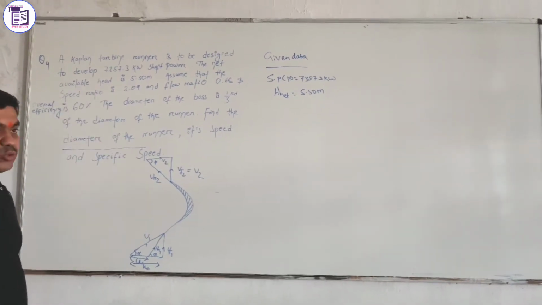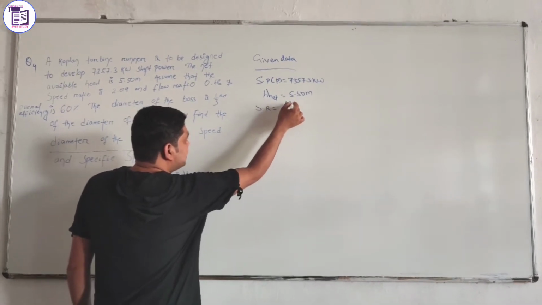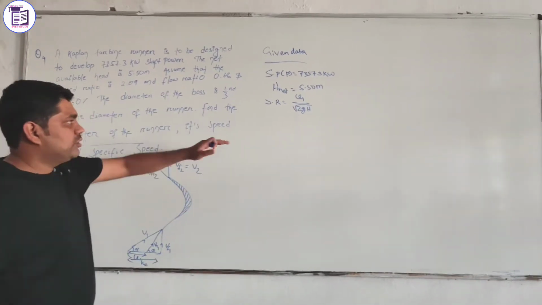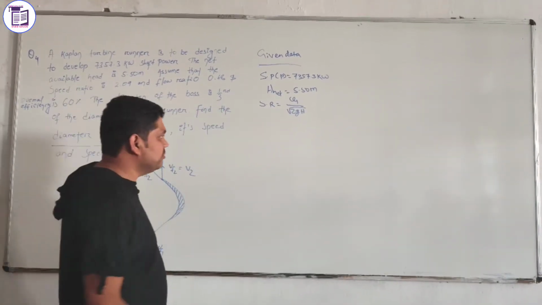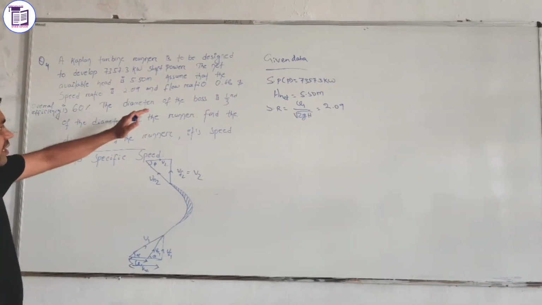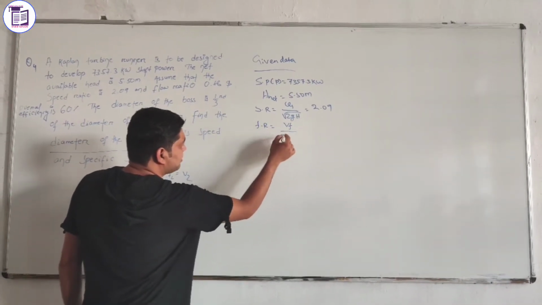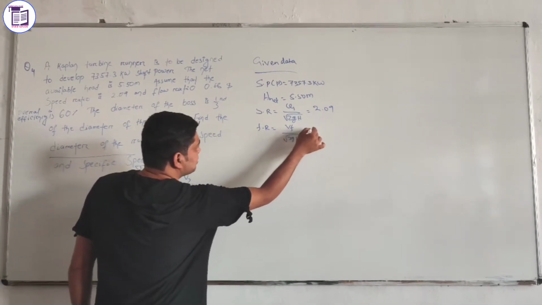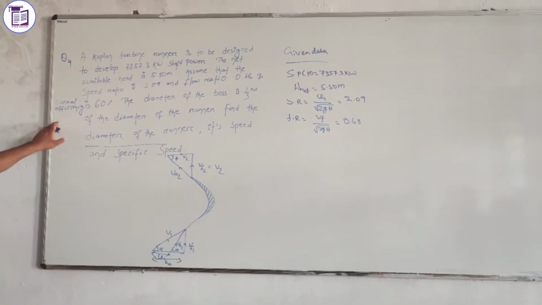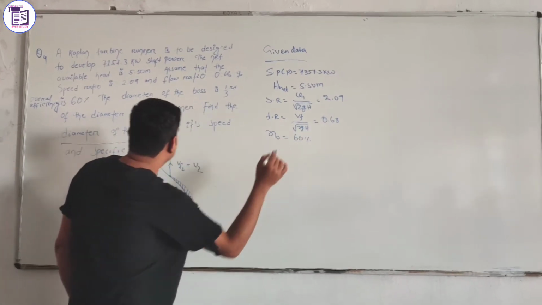Assume that the speed ratio is 2.09. The speed ratio is related to the tangential velocity, so U1 by root 2gH is the speed ratio, which is 2.09. The flow ratio is also given. The flow ratio relates the flow velocity VF to root 2gH, and that is 0.68. And the overall efficiency is given as 60%.